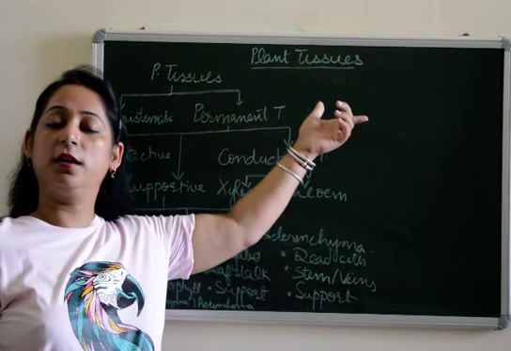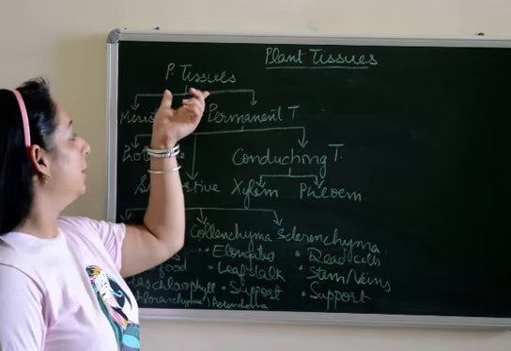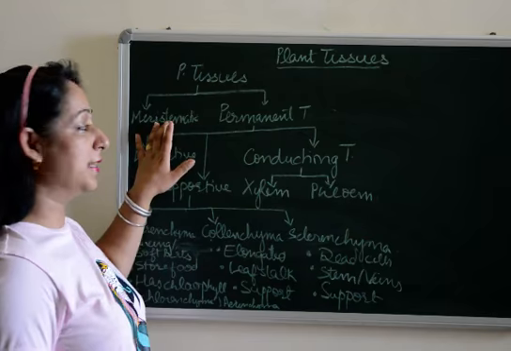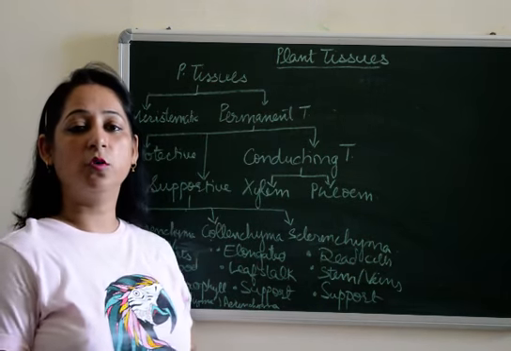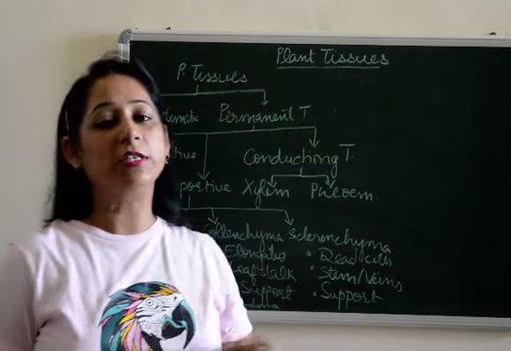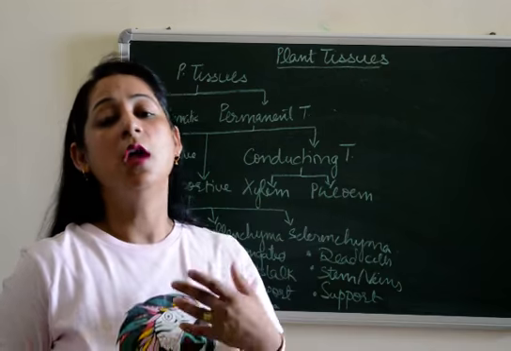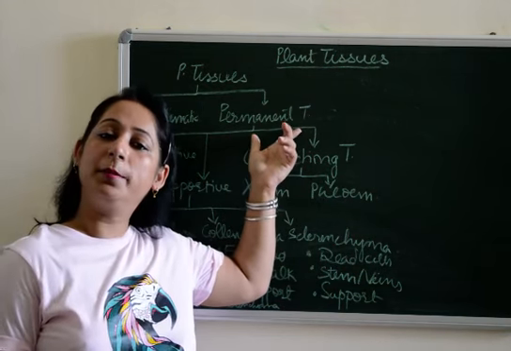In this video, we have to discuss plant tissues. Plant tissues basically are categorized into two types. One is meristematic tissues and the other is permanent tissue. In our previous video, we discussed meristematic tissue, which is actively dividing. I am not going to repeat it again. If you want to view it, you can view the last video which was made. Now in this video, we are going to discuss the permanent tissues.